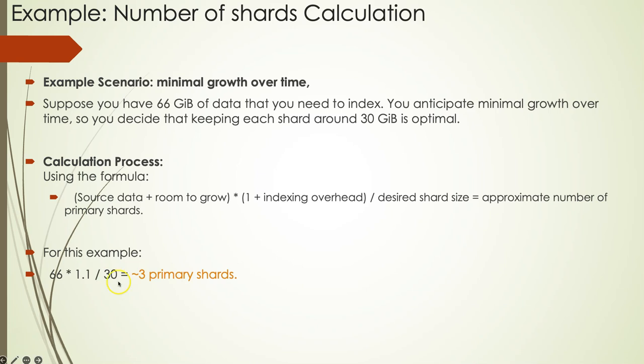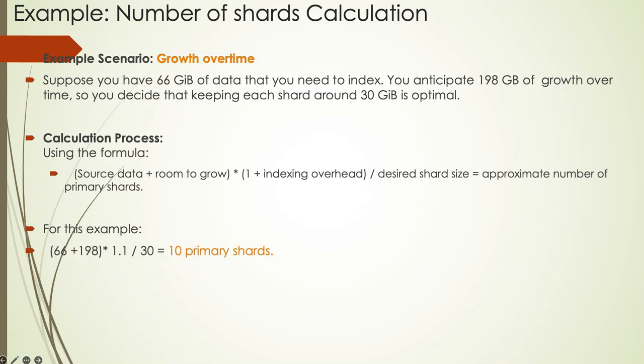Indexing overhead, which is about 10%, is represented as 1.1, right? And then you will have the desired shard size, which we are calling 30. So once everything is calculated, I will get to know that I need 3 primary shards for me to have this 66 GB of data stored, right? Let's go and explore the next scenario.